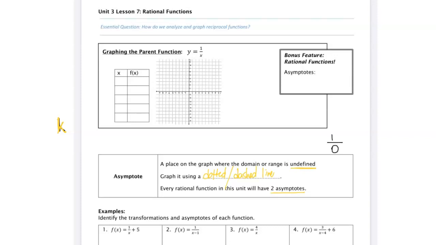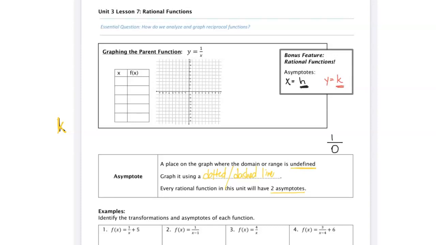In our work within this lesson, our asymptotes will always be the following. We're going to have one at x equals whatever our h value is, and the other will be at y equals whatever our k value is. These will be our two asymptotes. So in every problem where they ask us for the asymptotes, that's how we'll give it to them. x equals, and then we'll fill in the blank for our h, and then y equals, we'll fill in the blank for our k.